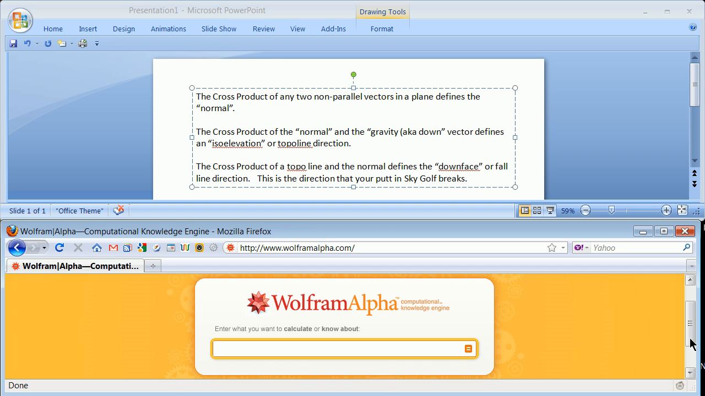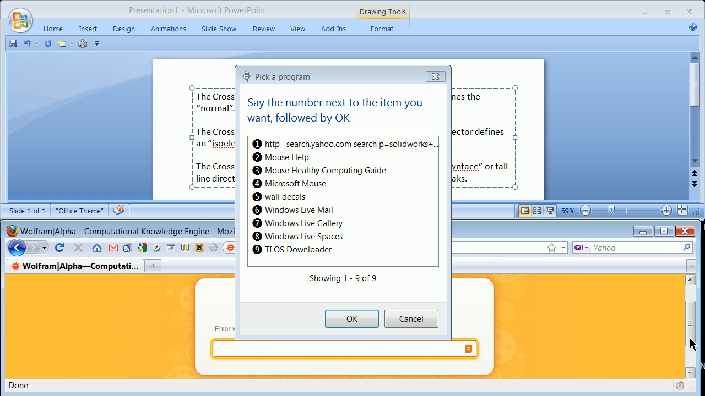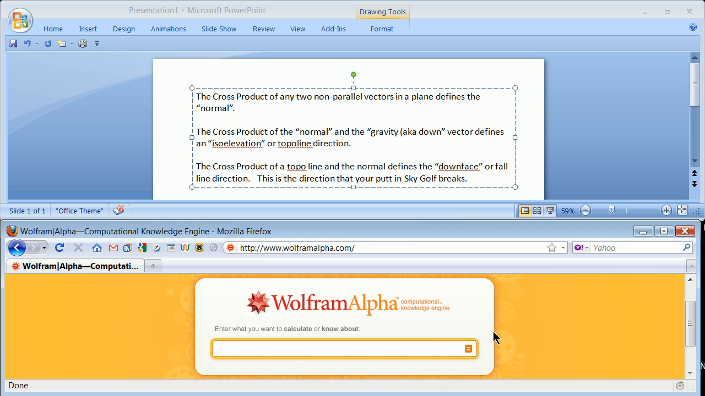And so I give you these statements for determining what would be called the down face or fall line, or as we like to call it, the direction that your putt breaks in sky golf. The first statement is this: the cross product, or the vector product, of any two non-parallel vectors in a plane defines the normal. The second statement: the cross product of the normal and the gravity vector, aka down, defines the iso elevation or a topo line direction.